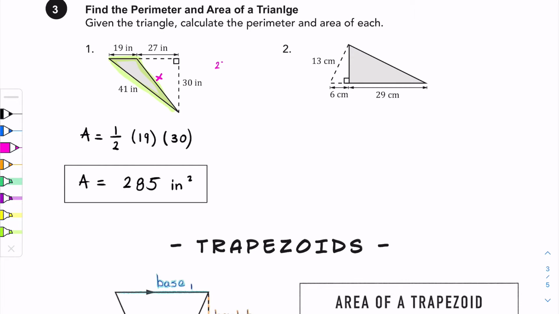So we have 27 squared plus 30 squared equals x squared. 1629 is equal to x squared. Square root both sides, and x is approximately 40.36.